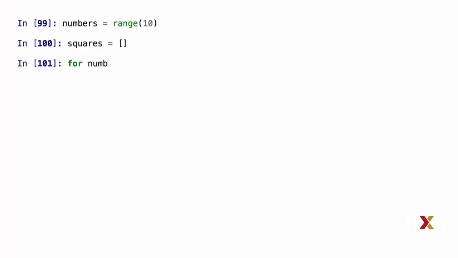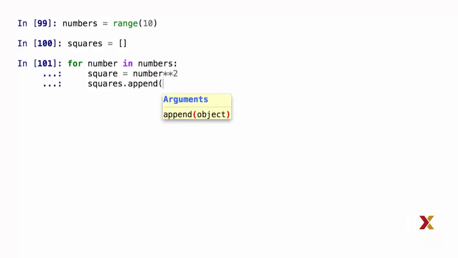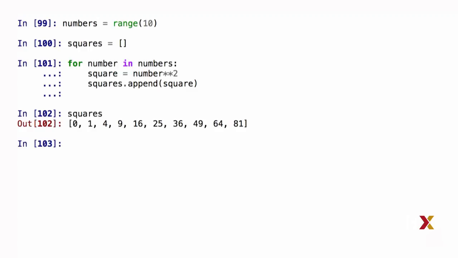I might say for number in numbers, my square is going to be equal to my number squared. I can then append my squared number to the squares list by saying squares.append(square). If I run this, the output is going to be a list of squares.